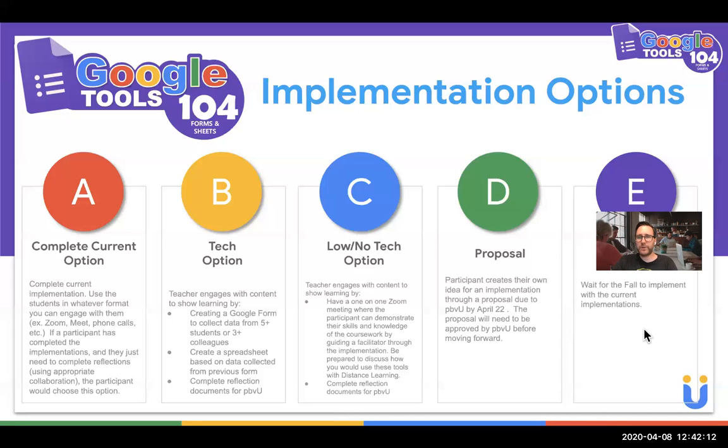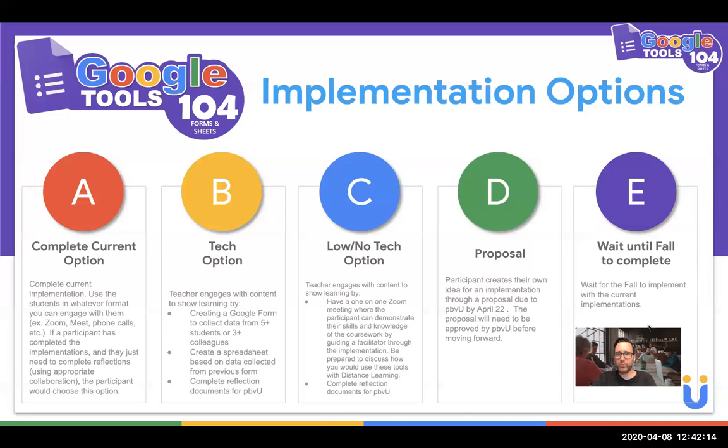Now, if you're in a place where everything is just so overwhelming and you have family and student responsibilities and you just can't do any of the first 4 options, option E is you wait until the fall to complete this, to get your unit. So those are the different options that you have.